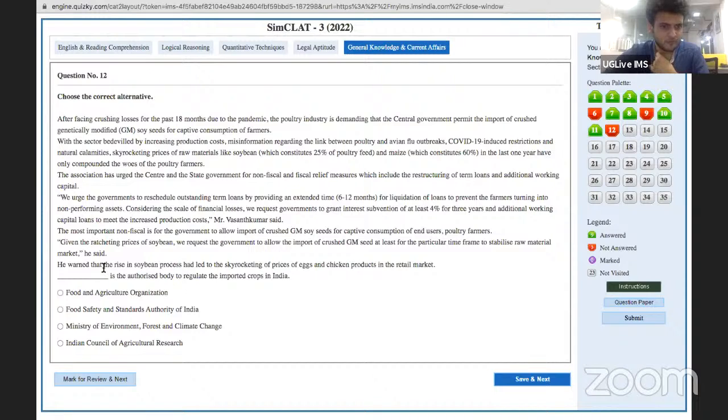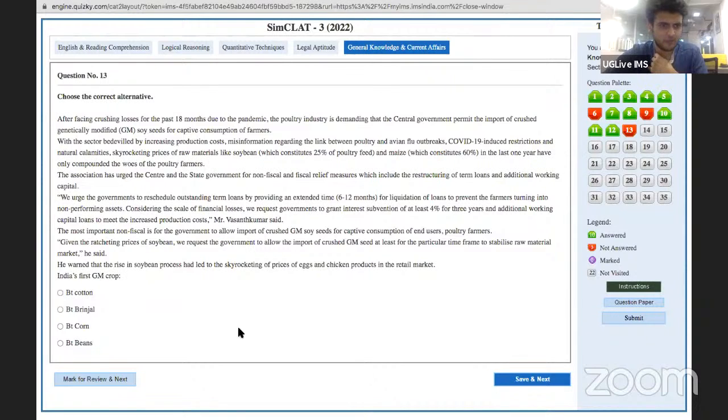Dash is the authorized body to regulate the imported crops in India. Regulate the imported crops. FAO, of course, is not an Indian body. Ministry of Environment, Forest and Climate Change, Food Safety and Standard Authority of India. Ministry would not do anything related to crops, especially if it is environment, forest and climate change. It could be the FSSAI or the ICAR. ICAR, of course, is a research oriented body, so it will be FSSAI.